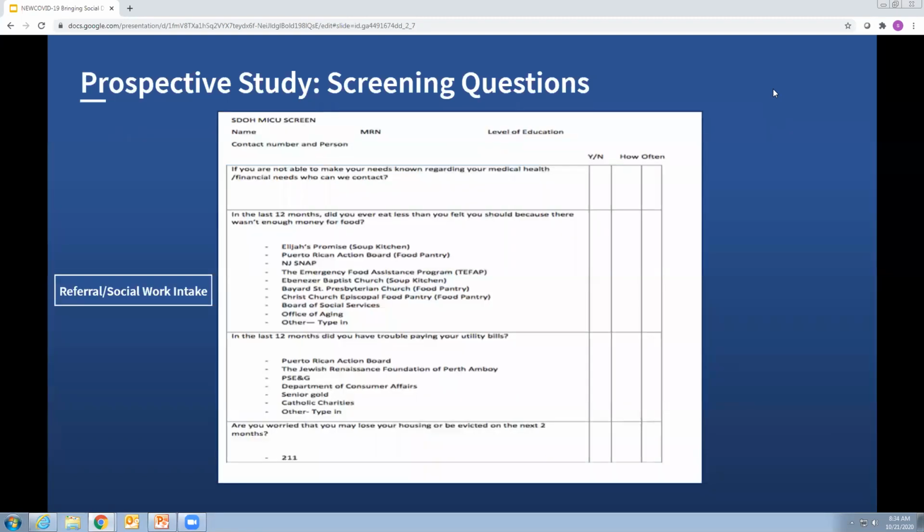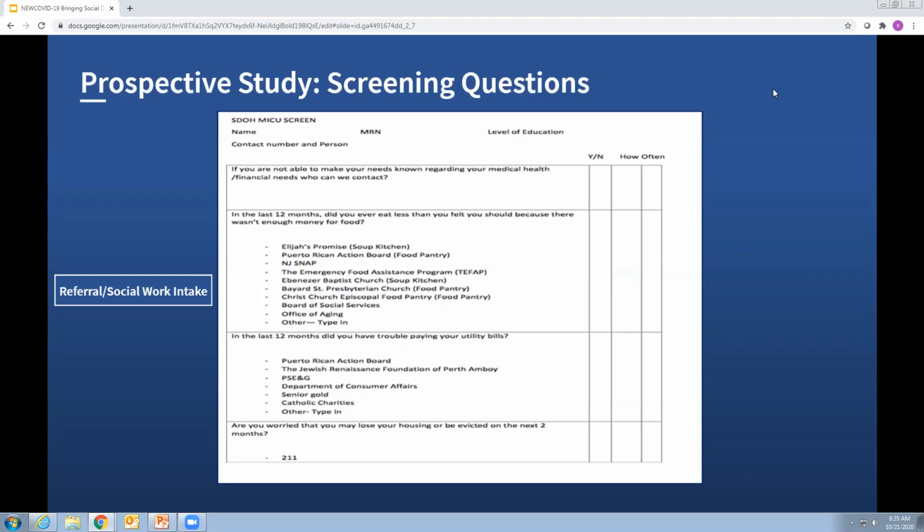When these patients go to social work, they then will get a referral. So if you look at the bottom of this form, it'll say, "In the last 12 months, did you ever eat less than you felt you should because there wasn't enough food or money?" If they had said yes to that, the social worker will then refer them to one of those places. So let's say, where do we find these places, right? These resources are our community resources that our social workers normally send our patients to.